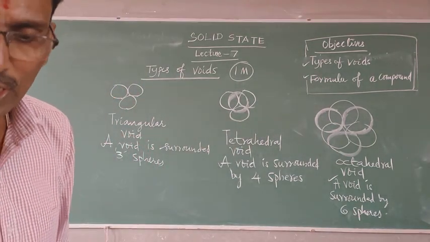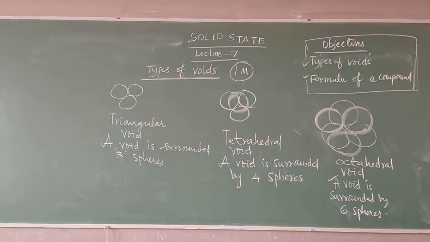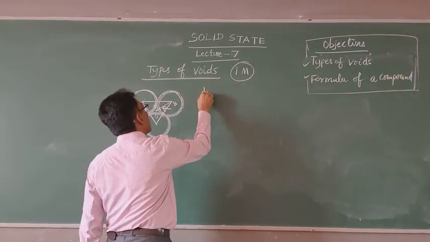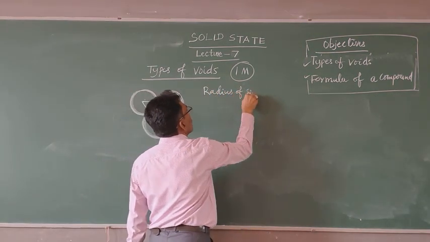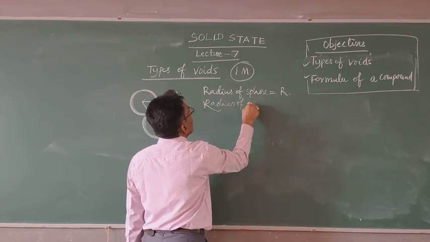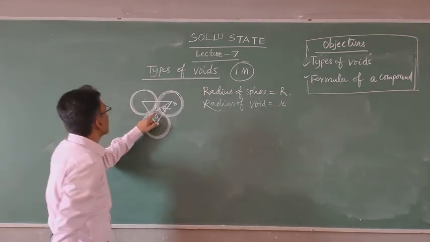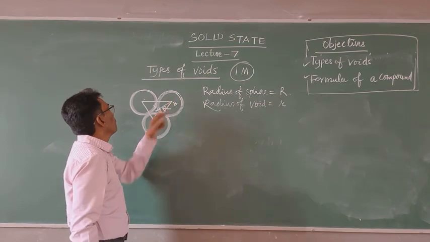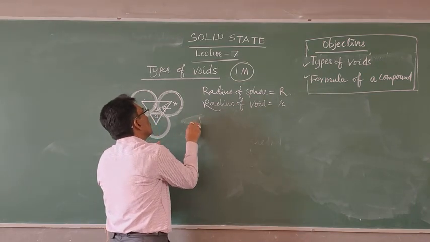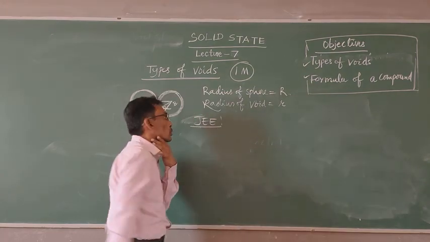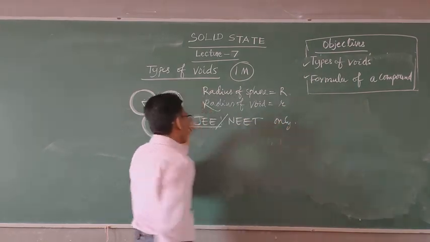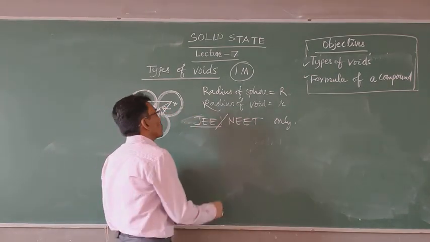Now the relation among the particles and voids, tetrahedral and octahedral voids, and the total number of particles in a system will be taken as a relation. I hope you followed this one. Now let us have the relation between the radius of the sphere, capital R, and the radius of the void, small r. This is the radius of the void between O and A. A to B, the distance is called the radius of the sphere. Then the relation between capital R and small r.